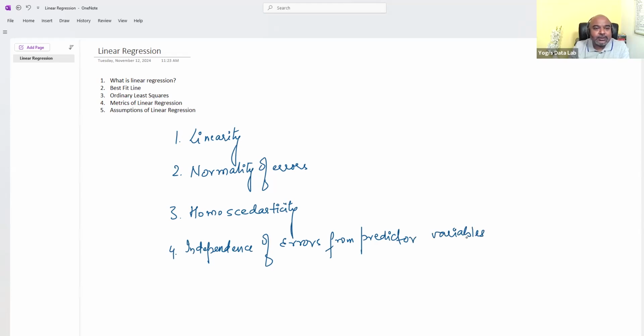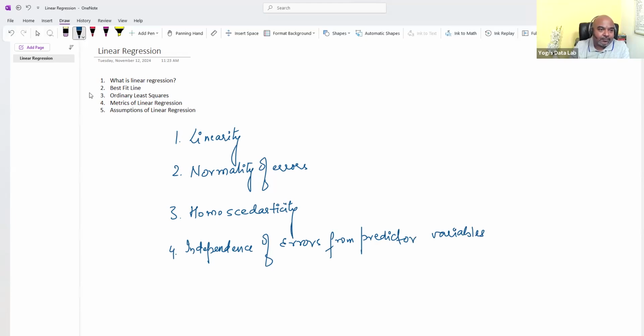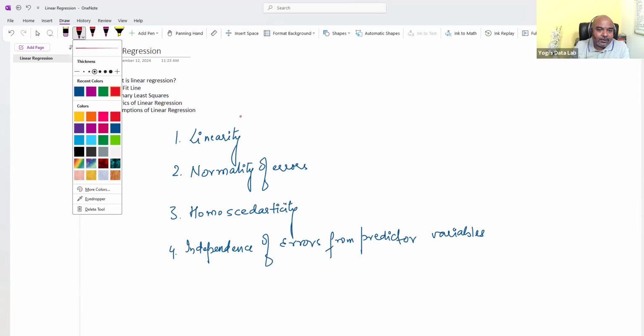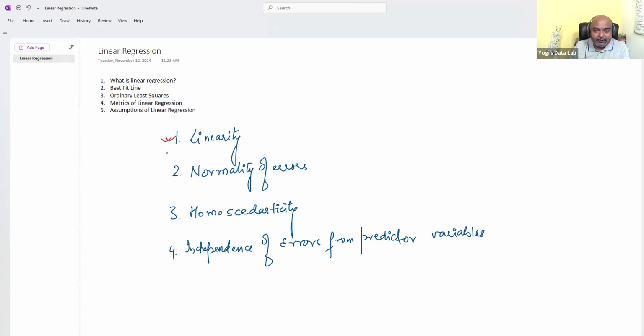These are the four assumptions of linear regression. Now, what do they mean? So let's take them one by one. So when I talk about linearity, we do a check by plotting the predicted y on the x-axis and the errors on the y-axis.